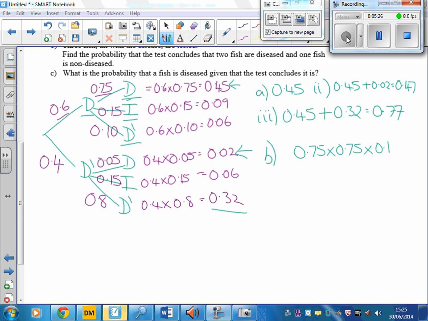Now we could have them in any order, so we have to multiply that by 3, because the fish that has been shown as non-diseased could be either first, second or third. That would give an overall probability of 0.169.